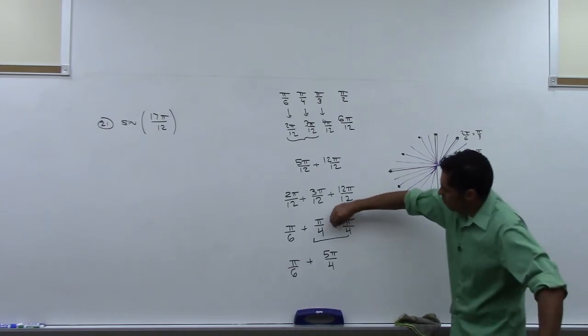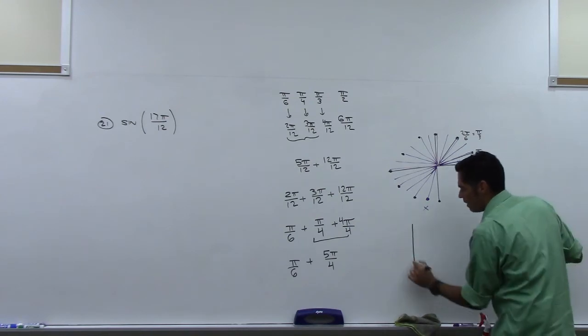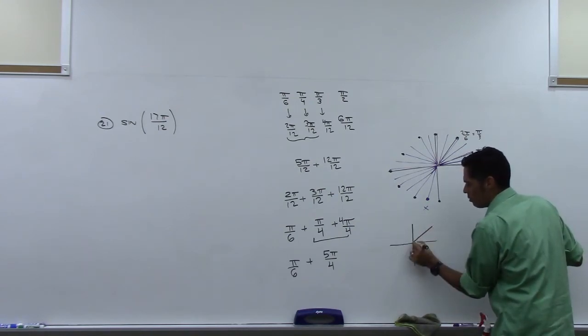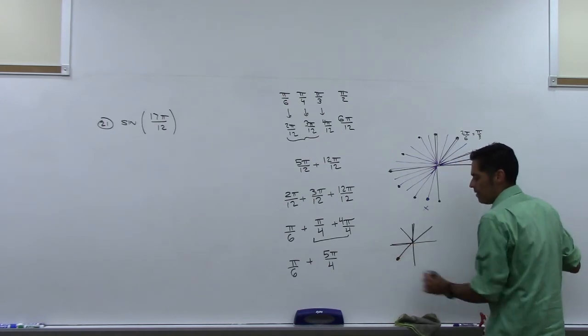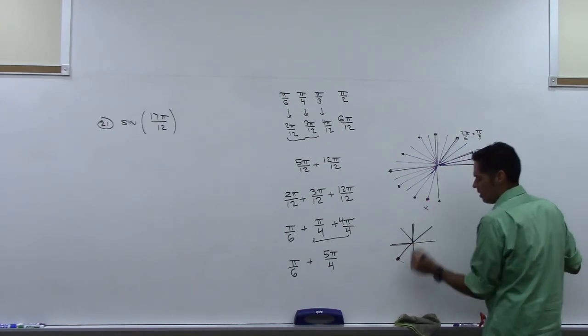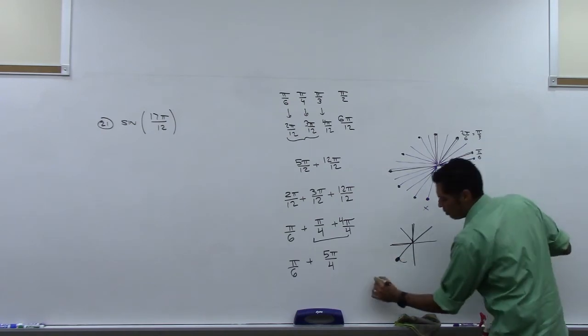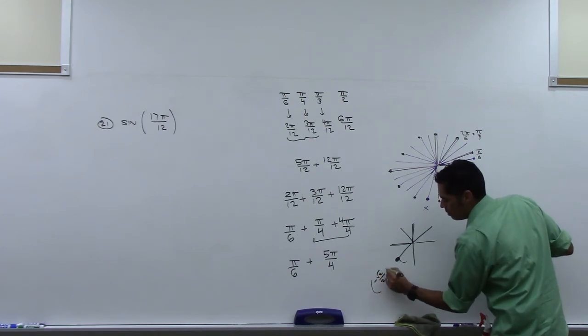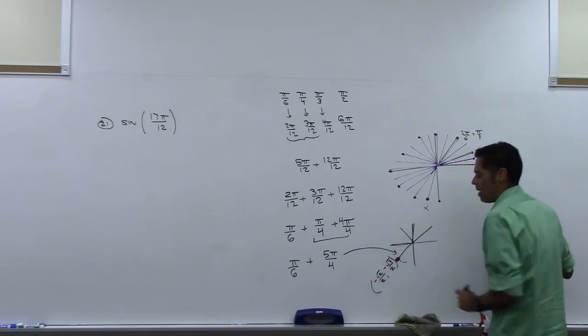What I've done is I've grouped these two together with a common denominator of 4 because that I can find pretty easily. This is 1 pi over 4, 2 pi over 4, 3 pi over 4, 4 pi over 4. Here's 5 pi over 4, and then we're going to add to it pi over 6, and that'll take us to here. So we know what the x and y coordinates are there. That's going to be negative root 2 over 2, negative root 2 over 2. That's for 5 pi over 4.